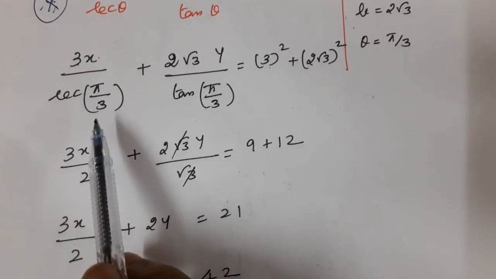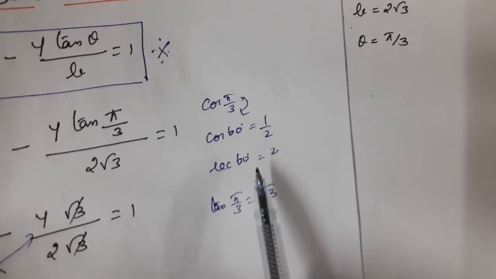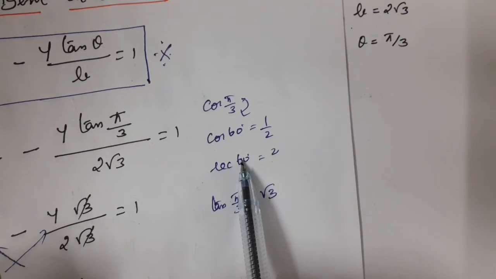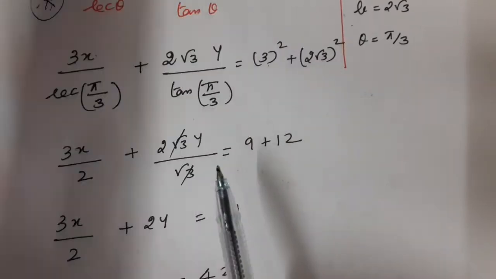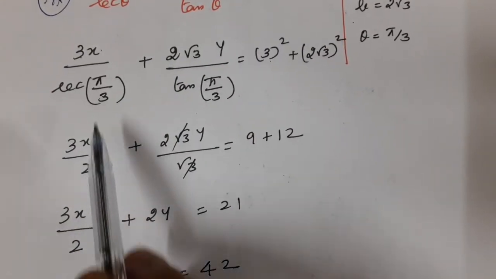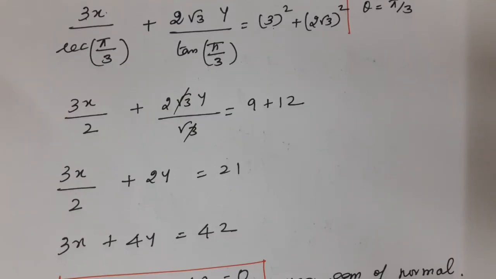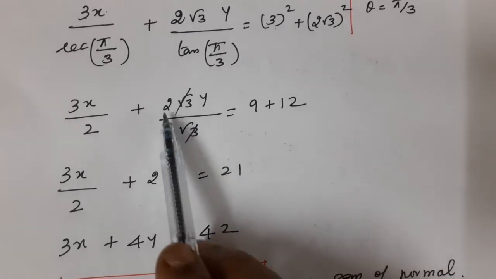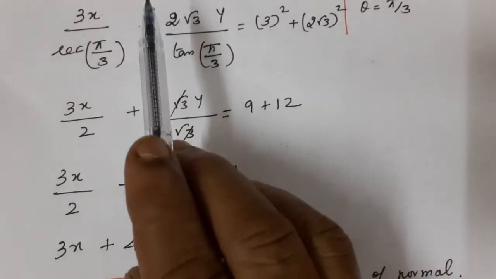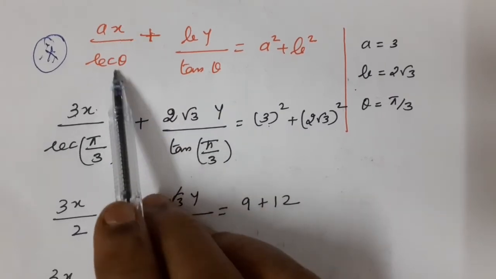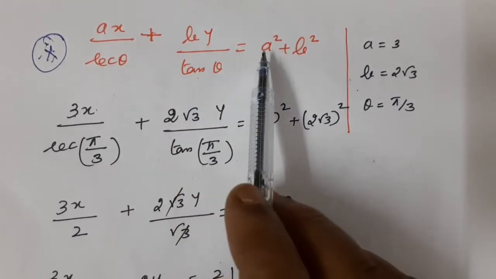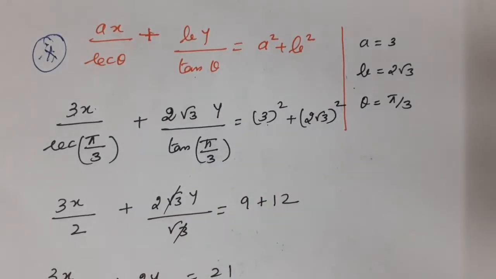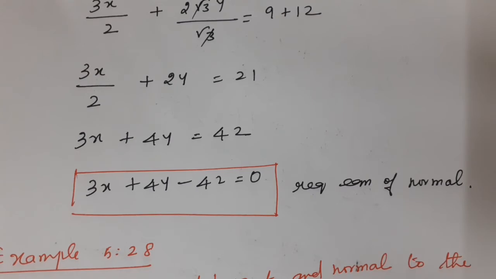Secant pi by 3. I already told you for the last sum. Secant pi by 3, that is secant 60, is nothing but pi by 3 only, because 180 by 3 is nothing but 60 degree. So secant pi by 3 is 2. You substitute the value: 3x by 2 divided by tan pi by 3. Tan 60 is root 3. So root 3 cancelled. We get 2y. Very simple. Very important is this formula only, ax by secant theta plus by by tan theta equal to a square plus b square. This equation is very important.